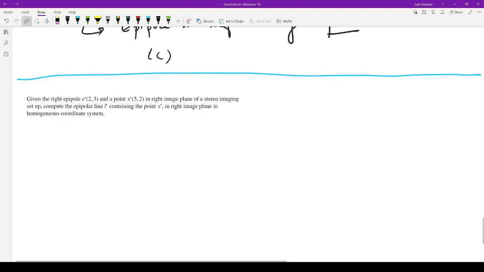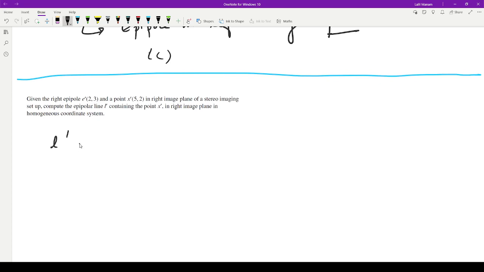Given the right epipole E prime and point X prime on the right image plane of a stereo imaging setup, compute the epipolar line L prime containing the point X prime in the right image plane in the homogeneous coordinate system. So I hope the question is clear. We just need to find L prime.